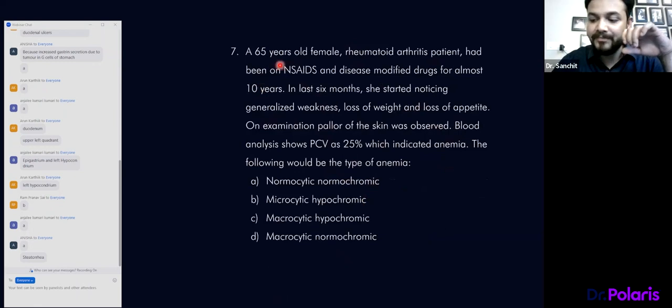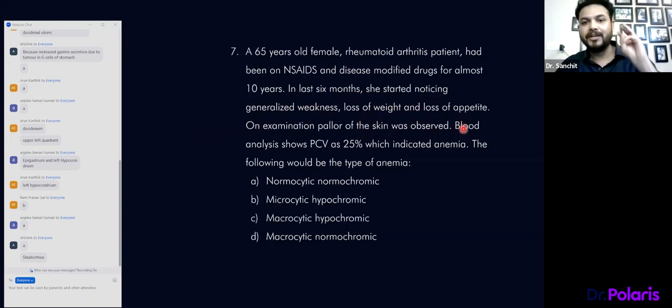Now read this properly. A 65-year-old female rheumatoid arthritis patient had been on NSAIDs, or non-steroidal anti-inflammatory drugs. We have already known that diclofenac and ibuprofen, all of these drugs are NSAIDs. And disease-modifying drugs, which are given basically for rheumatoid arthritis, we call them DMARDs. For almost 10 years, this patient has been taking these drugs. In the last 6 months, she started noticing generalized weakness, loss of weight, and loss of appetite.